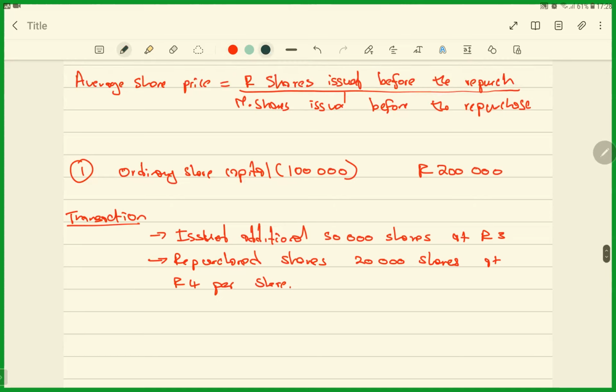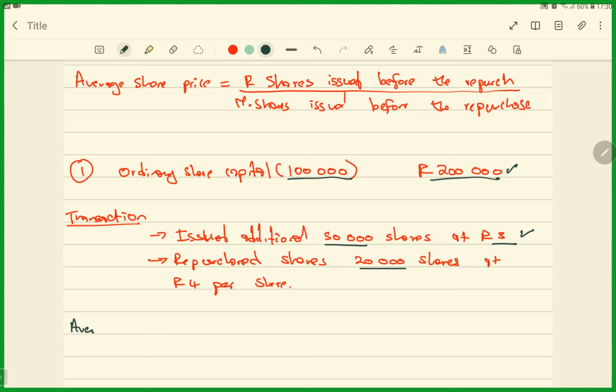Remember the formula for calculating the average share price. It is shares issued before the repurchase. So if you check here, since the year start, we have 100,000 shares. These are shares that were issued in the past, and the value is 200,000. And we also have another transaction says 50,000 shares were issued at that time. After that, we can see that shares were repurchased, 20,000. Now, shares that were issued before the repurchase, we're talking about the shares at the beginning and additional shares. So this is how you are going to calculate average share price.